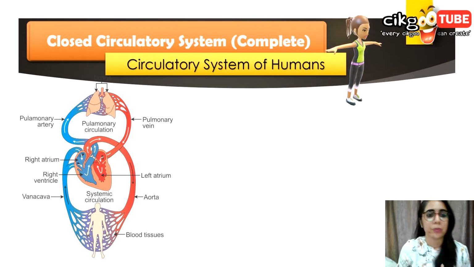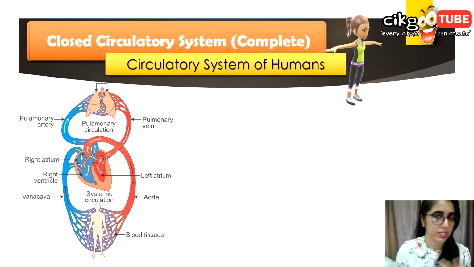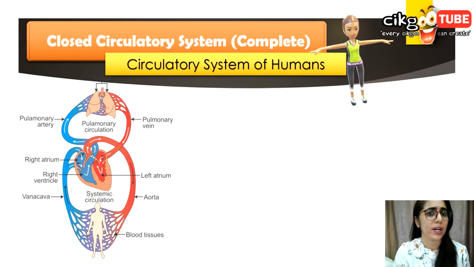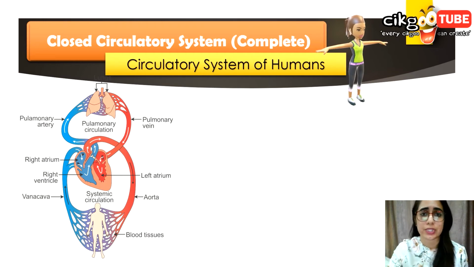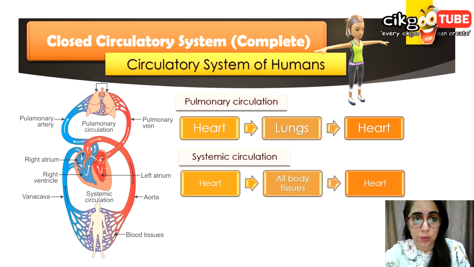Okay, so humans have a complete closed double circulatory system. Alright, closed and double, you know why? One, because it flows in a continuous system of blood vessels, and because it flows twice through the heart. But complete means there is no mixing of oxygenated blood and deoxygenated blood in the ventricle. Now the heart has two major circulations. One is the pulmonary circulation, pulmonary without the A, and the systemic circulation.